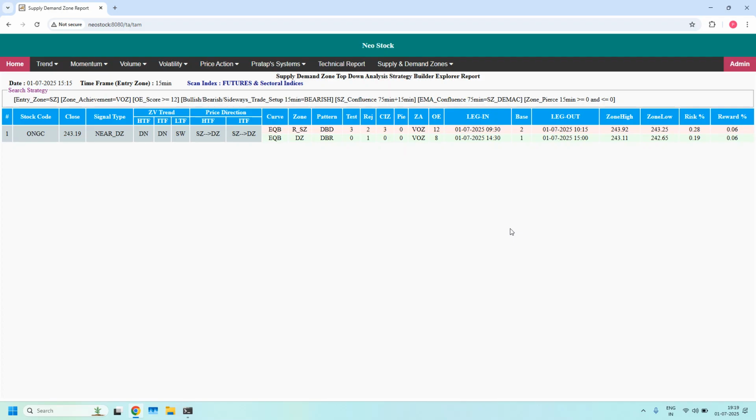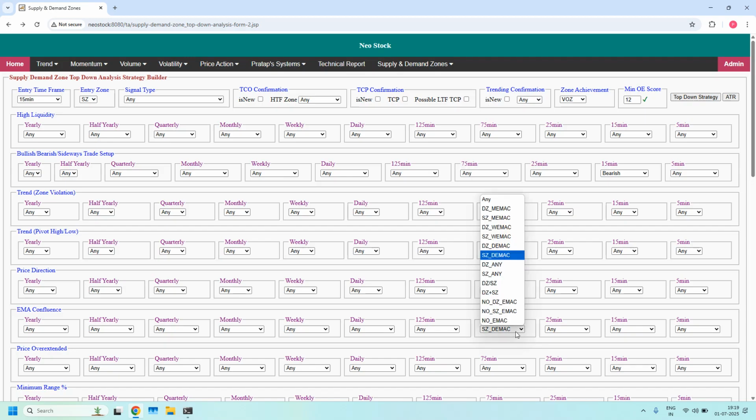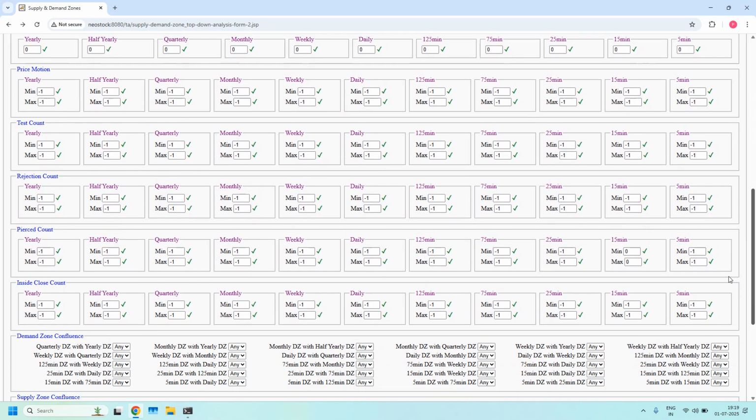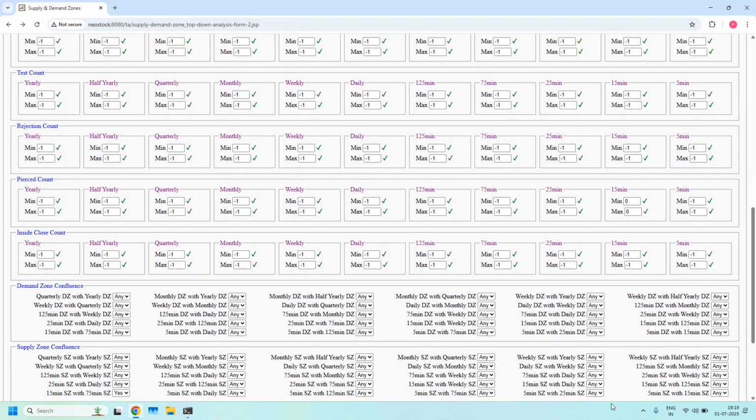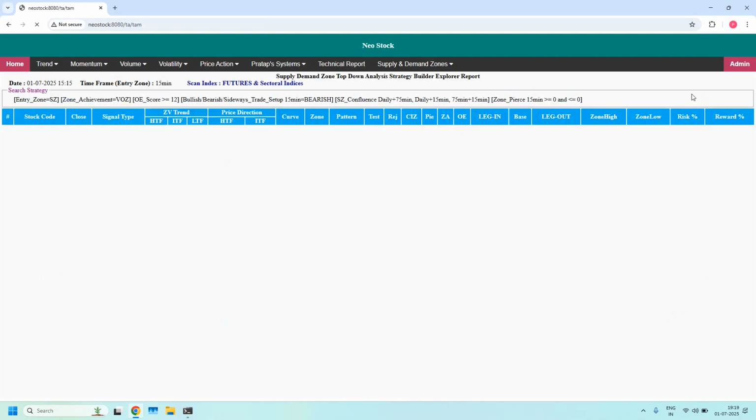Okay, next we will look into LTF, ITF, HTF supply zone confluence supported stocks, that is 15 minutes and 75 minutes, 15 minutes and daily, and 75 minutes and daily supply zone confluence. First filter is already enabled. Next 15 minutes and daily supply zone confluence, 75 minutes and daily supply zone confluence. With all 3 filters, we did not get any stocks. So this is the bearish trade setup for daily income trade.